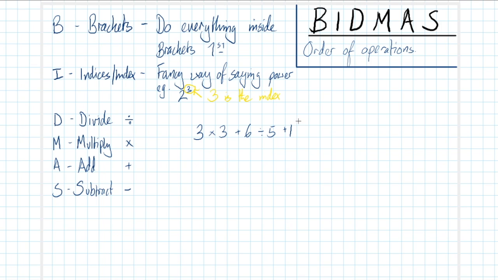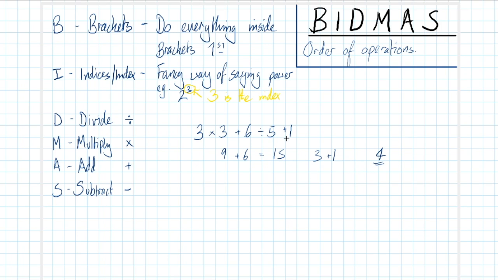It pops up on Facebook every so often with ice cream cones and hamburgers and chips and goodness knows what. There's loads of arguments in the comments. But for example, how would we work this out if we didn't have BIDMAS? Would we just do left to right? 3 times 3 is 9, plus 6 gives us 15. 15 divided by 5 would be 3, plus 1 is 4, so there's one answer.